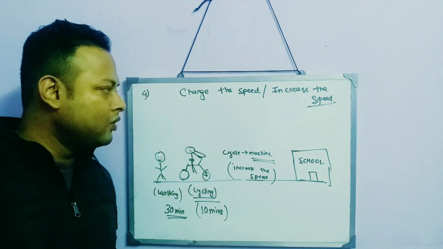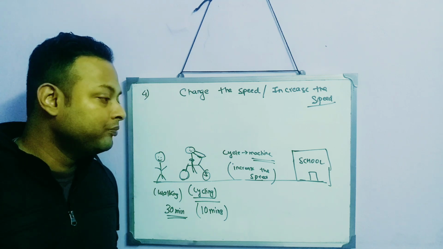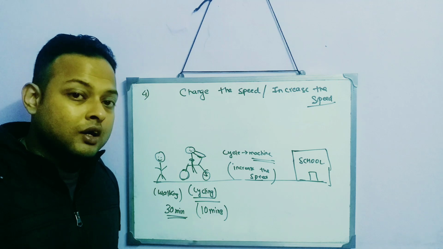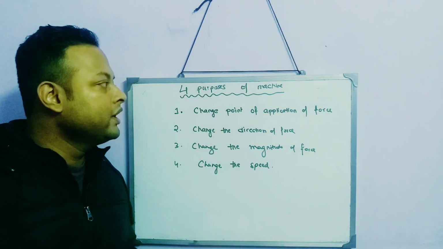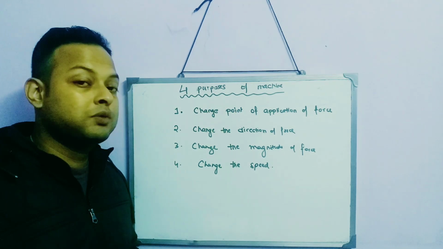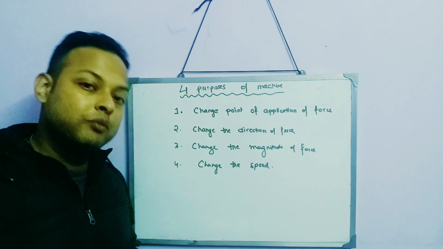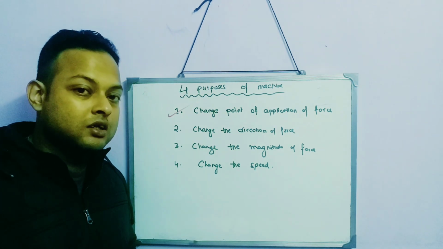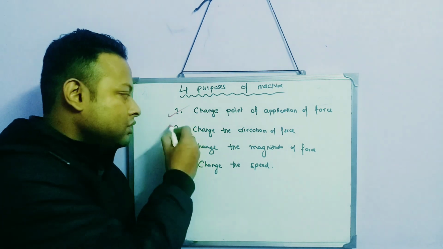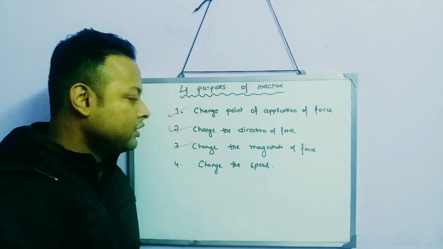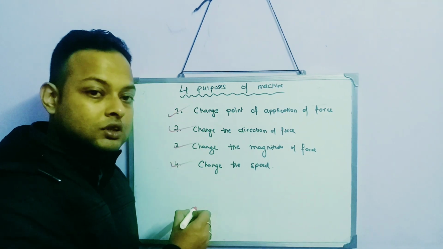So now I hope you understood what are the 4 purposes of machine. Ultimately we have come to know all the 4 purposes of the machine. First purpose is change the point of application of force. Next purpose is change the direction of force. Third purpose is change the magnitude of force. And fourth is change the speed.